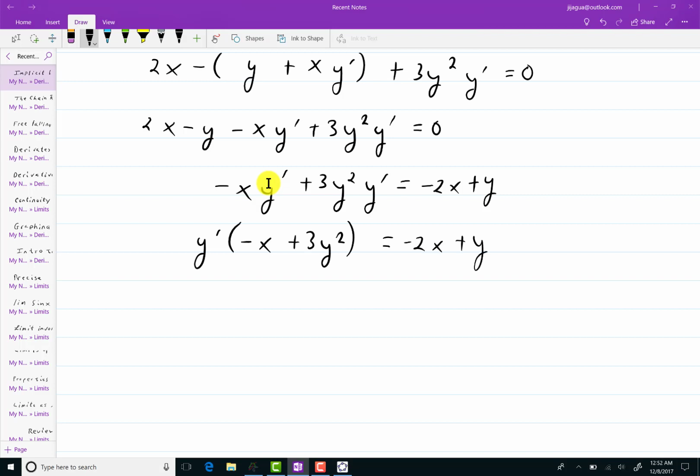Then I'll divide by negative x plus 3y squared, and I get my y prime equals negative 2x plus y all over negative x plus 3y squared. If you don't like that, this is the same thing as y minus 2x divided by 3y squared minus x. Some people like that a little bit better.